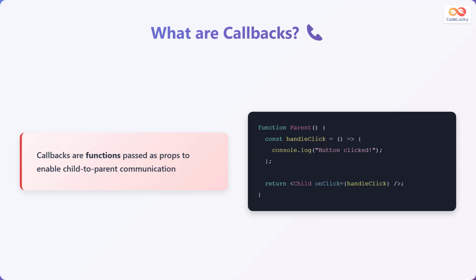Callbacks are functions passed as props to enable child-to-parent communication. Let's see it with a code example. Here's an example of a parent component passing a callback function to a child component. The parent component defines a function called handleClick, which logs a message to the console. It then passes this function as a prop called onClick to the child component. This allows the child component to trigger the function defined in the parent.